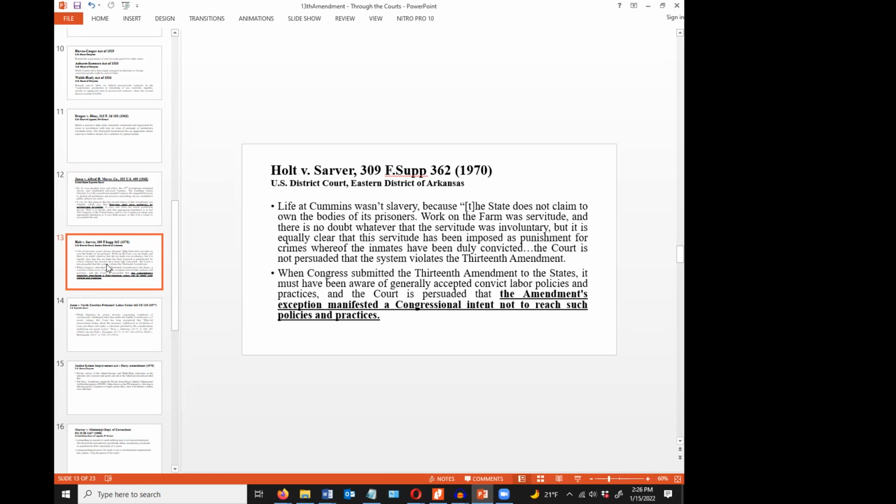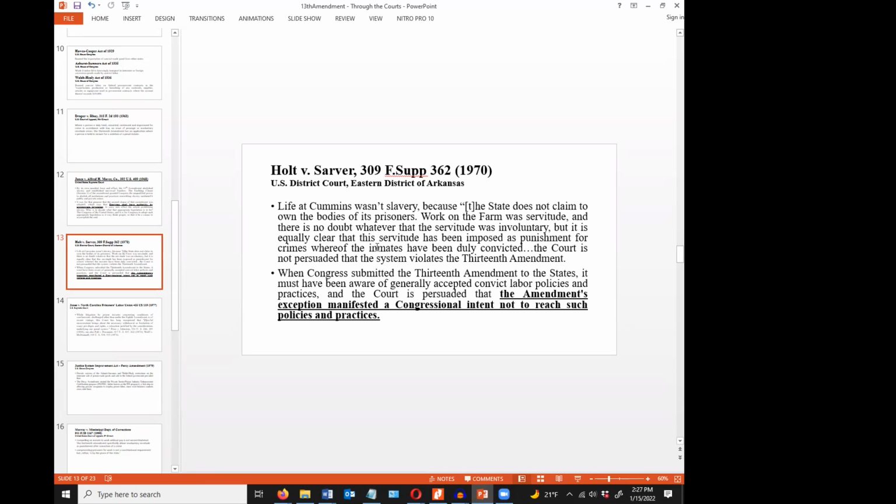Work on the farm was servitude, and there is no doubt whatsoever that the servitude was involuntary, but it's equally clear that this servitude has been imposed as punishment for crimes whereof the inmates have been duly convicted. The court is not persuaded that the system violates the 13th Amendment. When Congress submitted the 13th Amendment to the states, it must have been aware of generally accepted civil convict labor policies and practices, and the court is persuaded that the amendment's exception manifested a congressional intent not to reach such policies and practices.